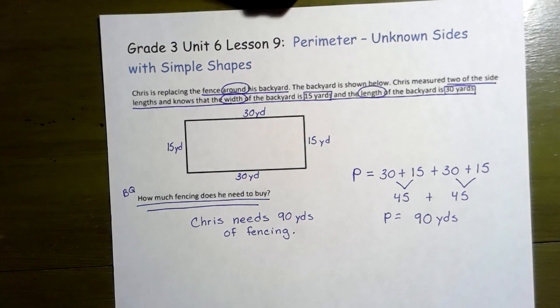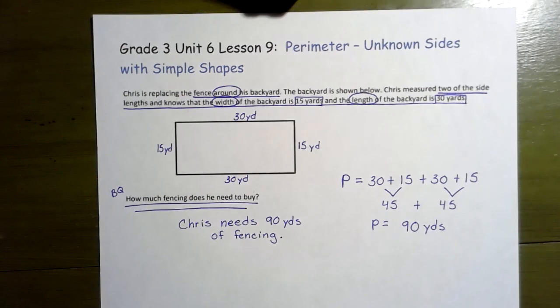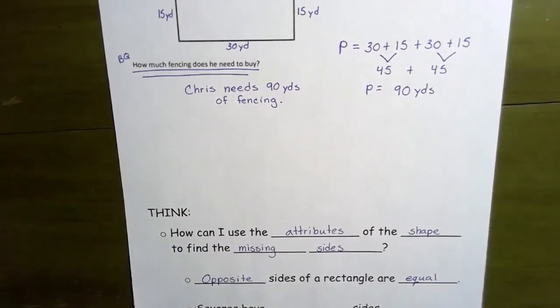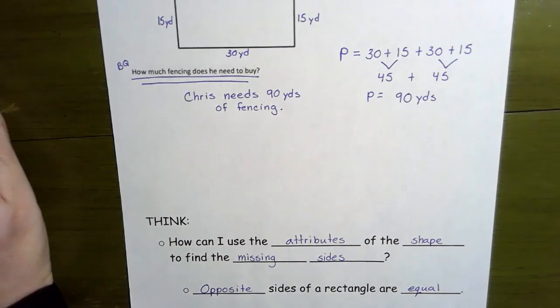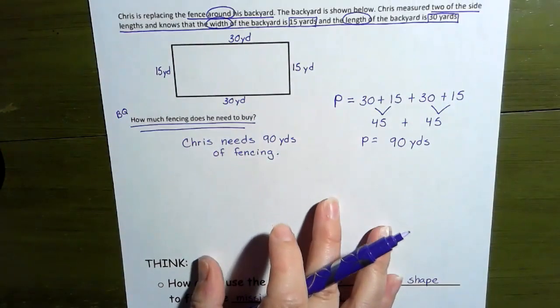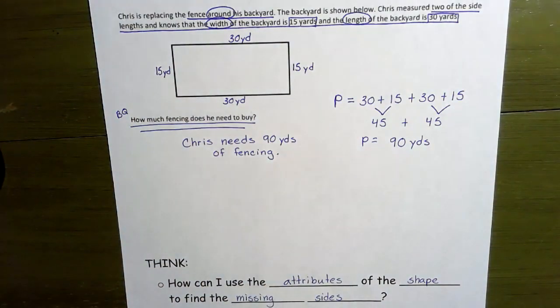Great. How did we find the perimeter of this shape? Say it to your screen. Great math thinking today. We thought about how we can use the attributes of the shape to find the missing sides. And we knew that opposite sides of a rectangle are equal. We're going to use this same math thinking today when we're solving other problems.